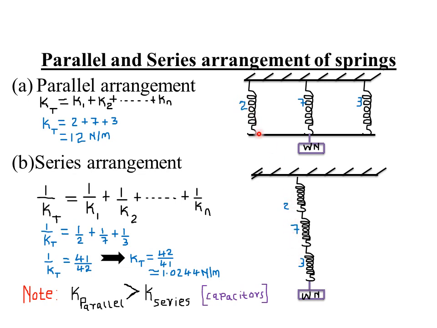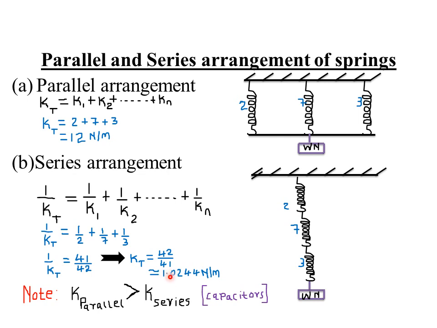So remember, we are using identical springs, or springs of the same spring constant. If you compare, this is 2, this is 2, this is 7, this is 7, this is 3, this is 3. So we are using springs which have identical spring constants, for the parallel case and for the series case. If we compare the total spring constant for the 3 springs arranged in parallel, we got 12 Newton per meter. If we use the same springs but arranged in series, we are finding the spring constant to be 1.0244.